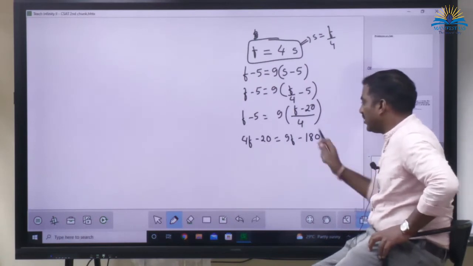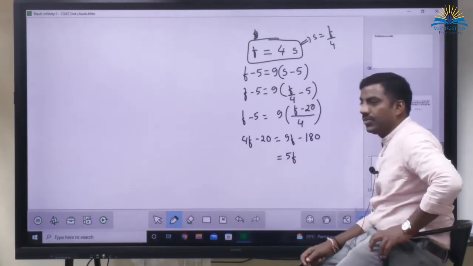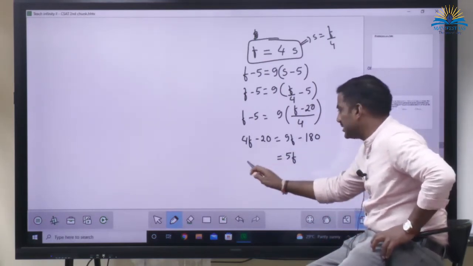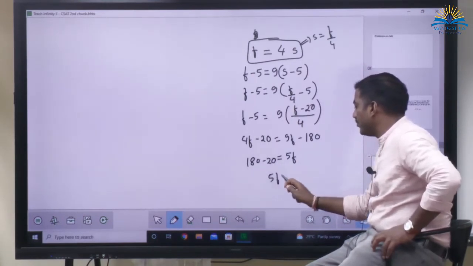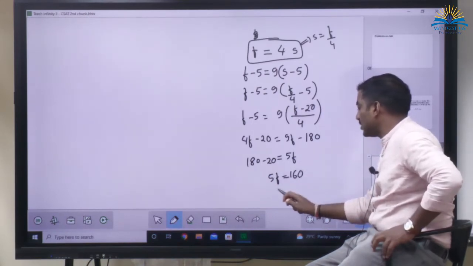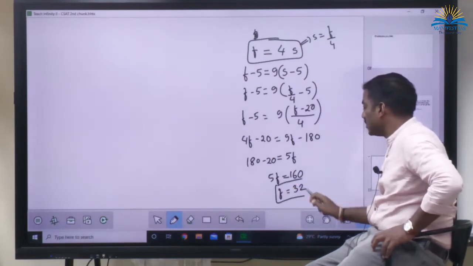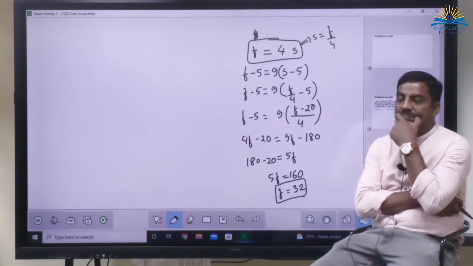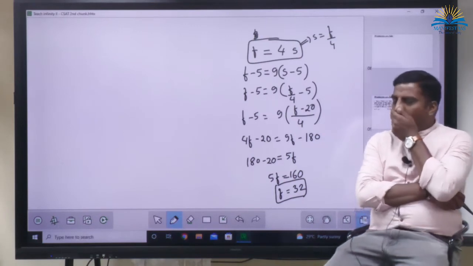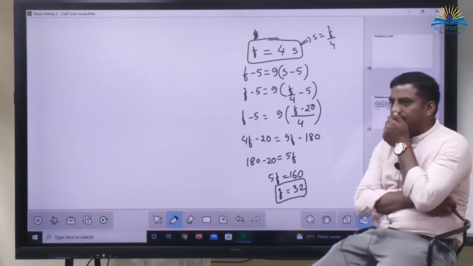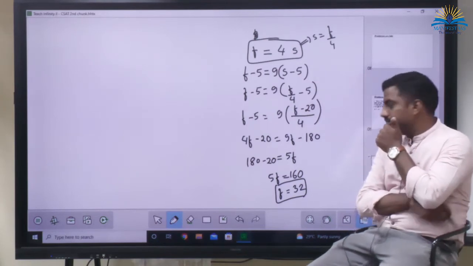Yes. Now bring 4F this side. 9F minus 4F is equal to 5F. Bring 180 this side. 180 minus 20. So 5F is equal to 160. F is equal to 32. So the age of Sachin is 32. Age of son? 8. Correct? That is not asked.